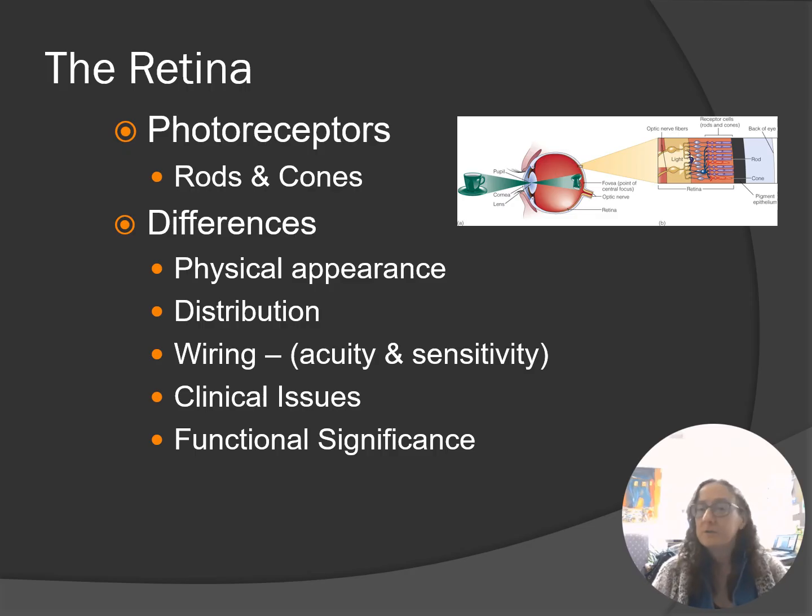So the differences: they differ in their physical appearance, they differ in their distribution across the retina, they differ in their wiring, which we're going to walk through and discuss how the wiring means that the cones are going to give us more acuity and the rods are going to give us more sensitivity, and by that I mean sensitivity to dim light, to low light levels. We'll talk about some clinical issues at the level of the retina now, and that will start to show you the functional significance of the rods and the cones, but we'll go through the functional significance as well.